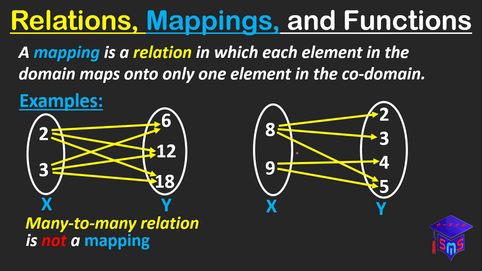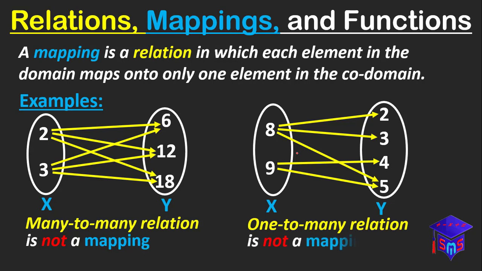But then once again, from our previous video, what type of relation is this? Alright, so a one-to-many relation is the correct answer. And so we can see that one-to-many relation is not a mapping. One-to-many relation is also not a mapping.